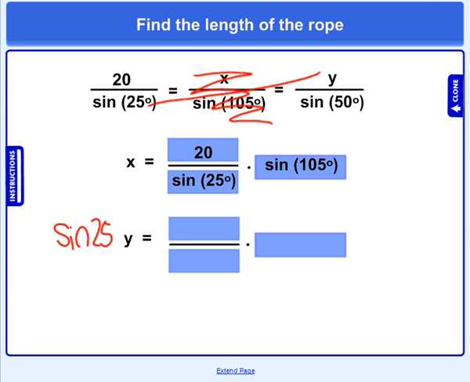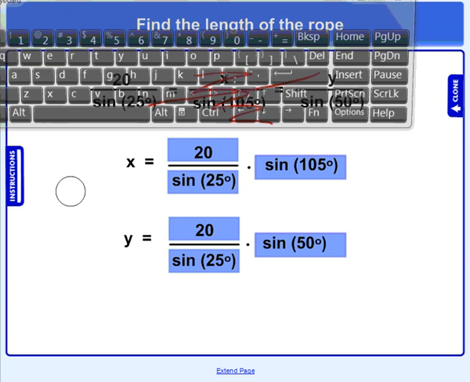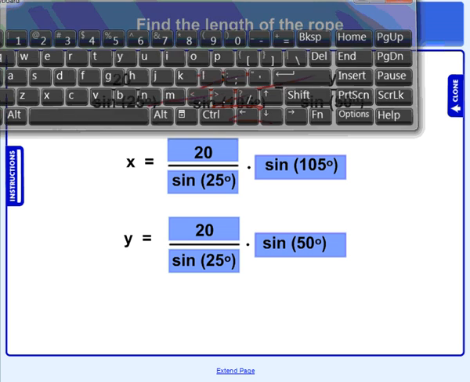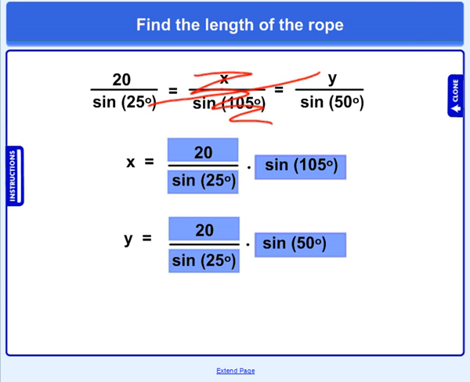y times sine of 25 is equal to sine of 50 times 20. Okay, and then we'll want to move sine of 25 to the other side to get y alone, so we'll divide by sine of 25. And that'll move this over to the other side. Okay, and then we just plug each of those into the calculator.